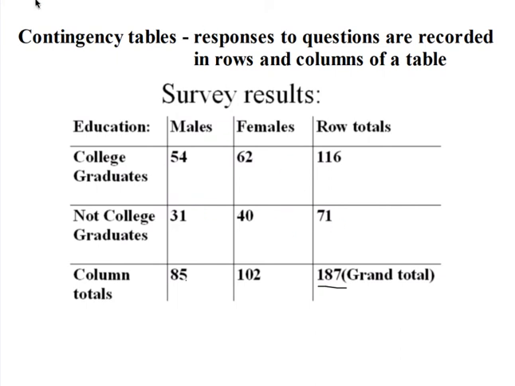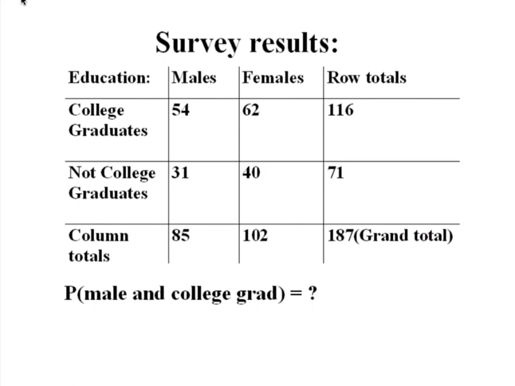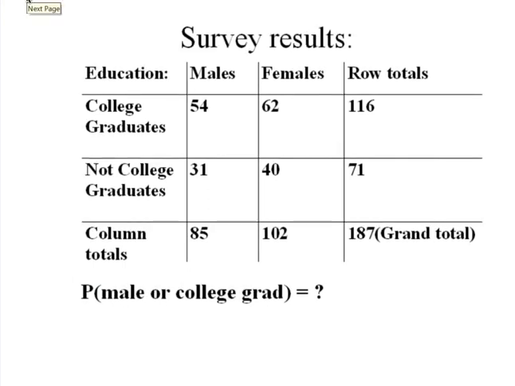So my contingency table is going to help me out when I'm asking certain things. Like, for example, the probability of male and college. So I'm going to go to male and college, and I'm going to have a 54 out of 187. Okay. 187 because we're asking out of the entire population.